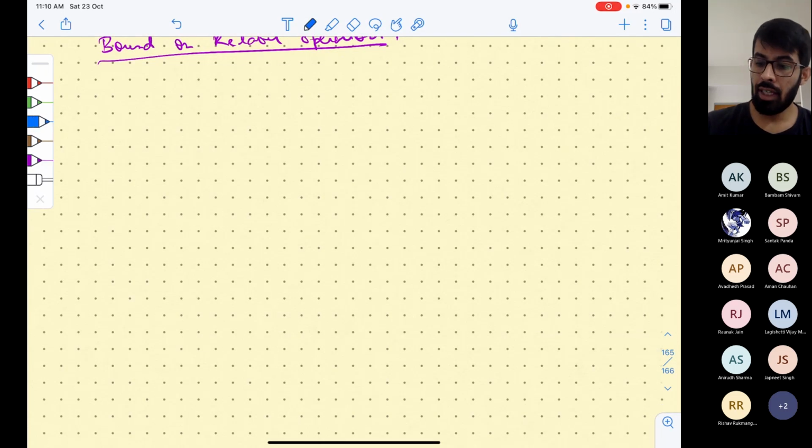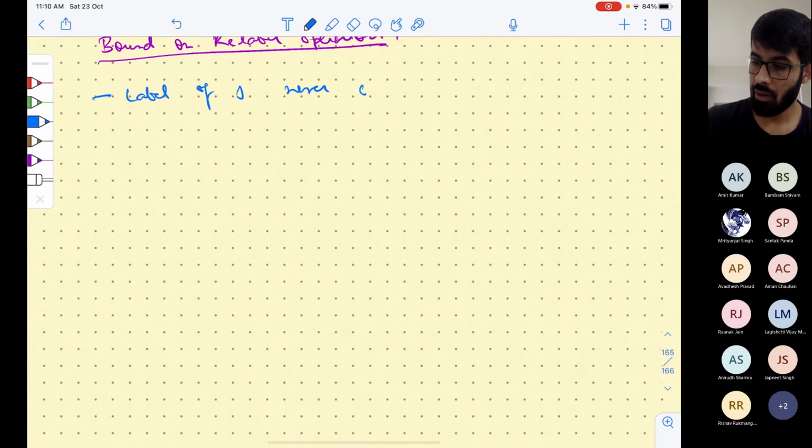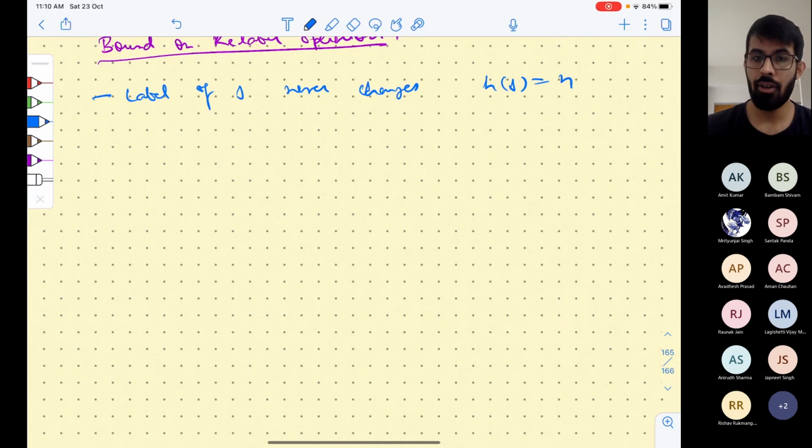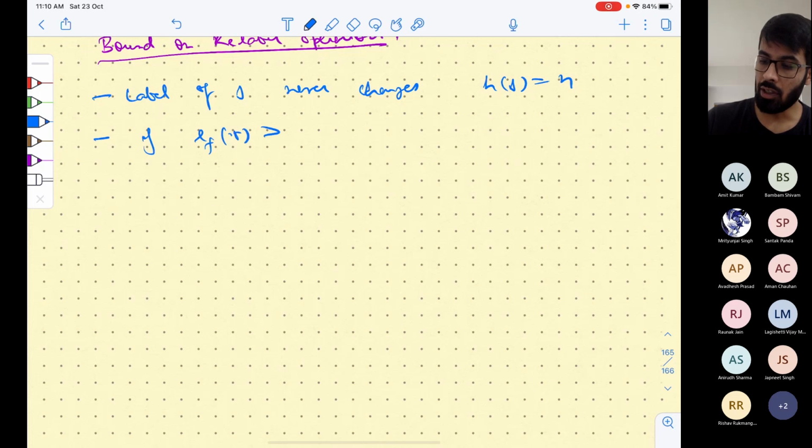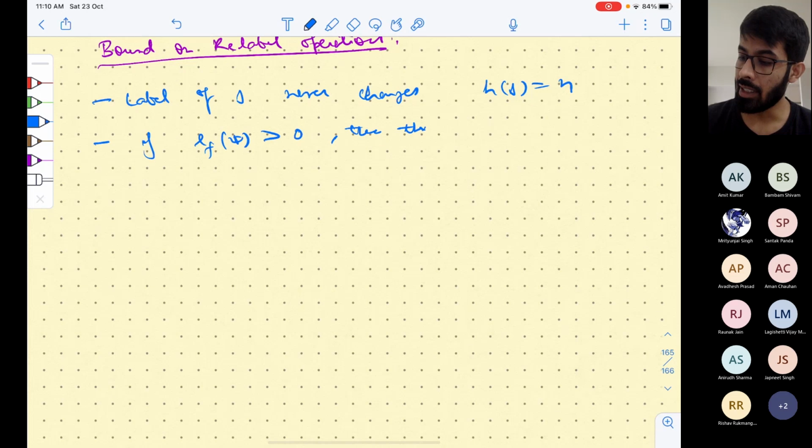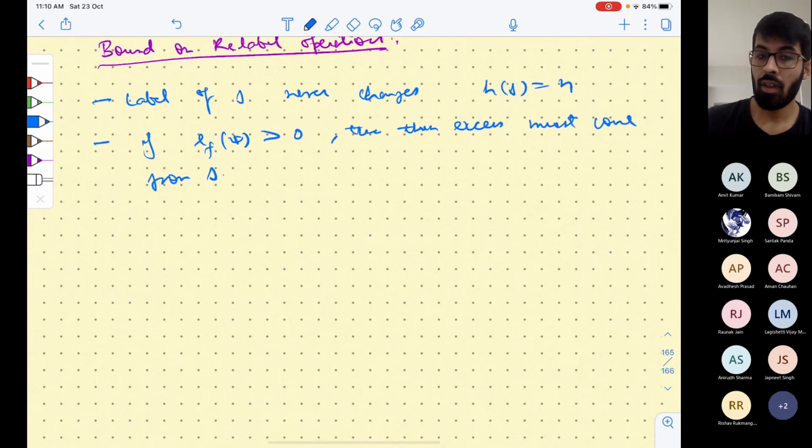So the first thing is that the label of S never changes throughout the algorithm. It remains H of S equal to N. The idea is that if there is a vertex V with some excess, that is, EF of V is greater than 0, then the excess must come from S.